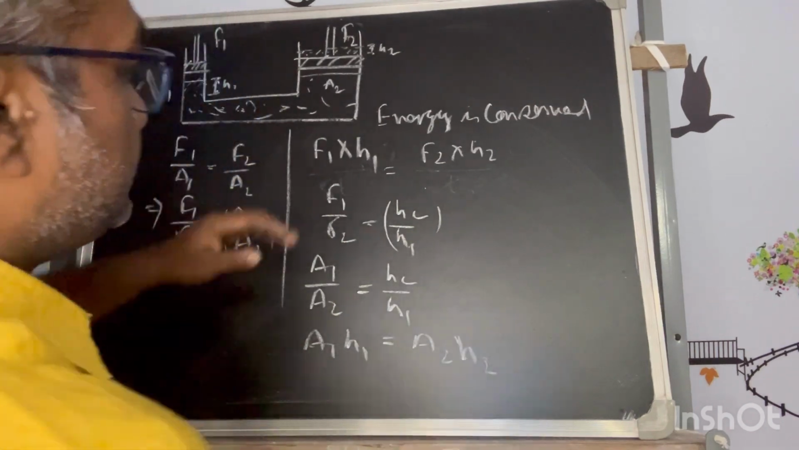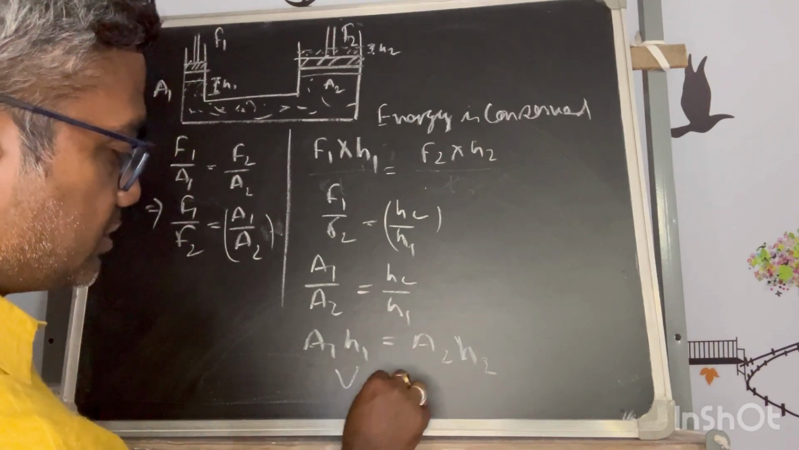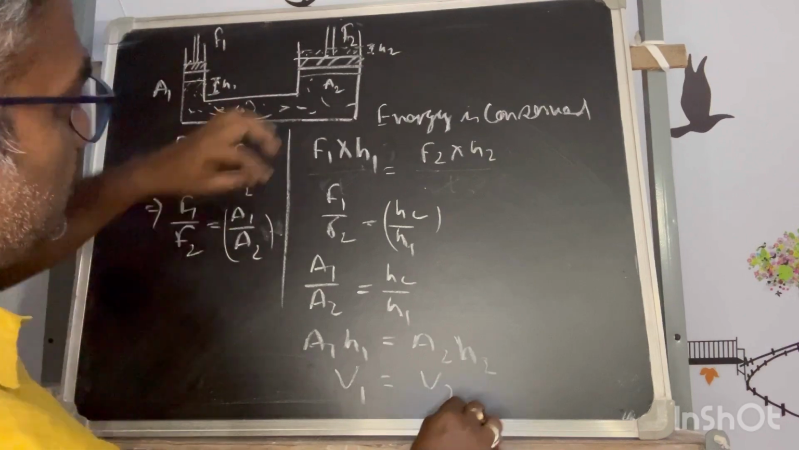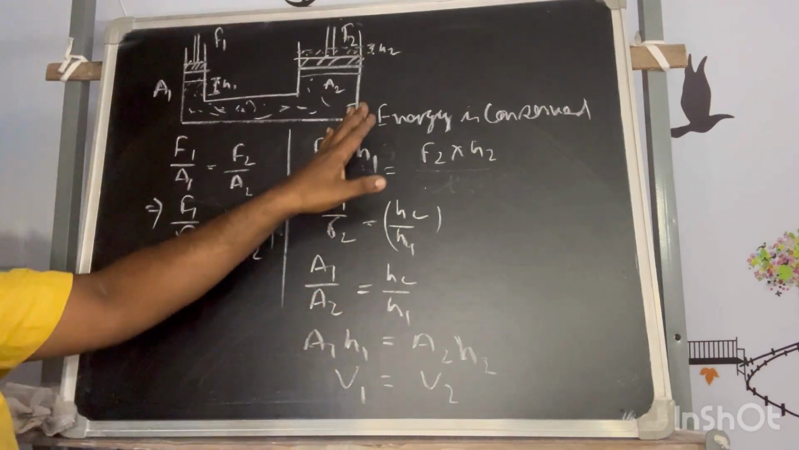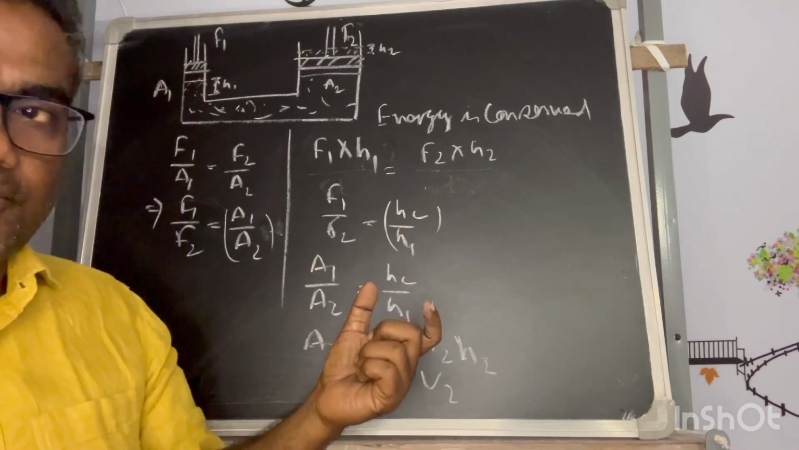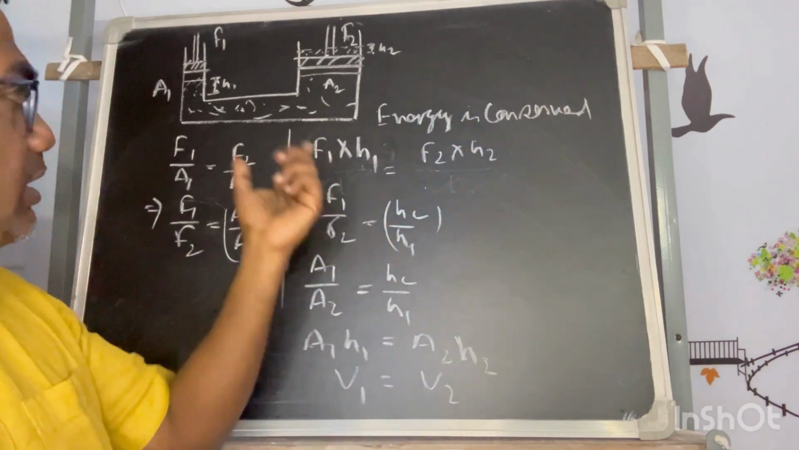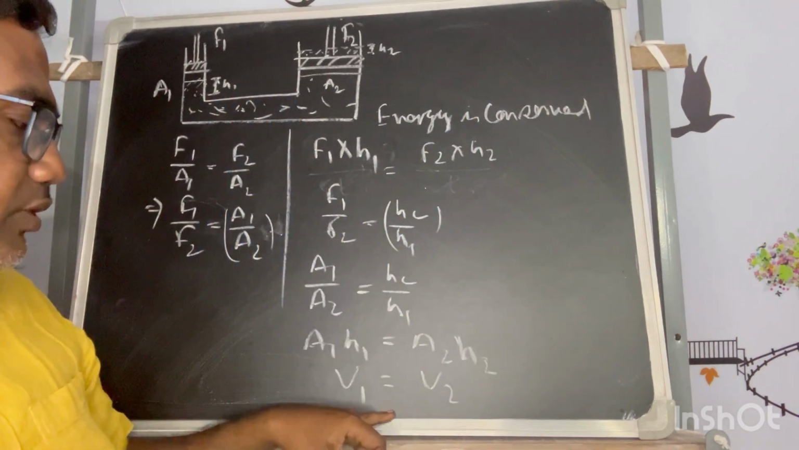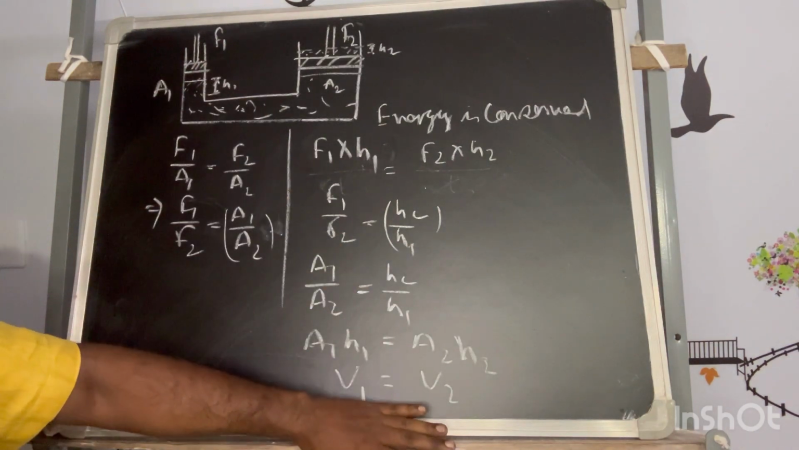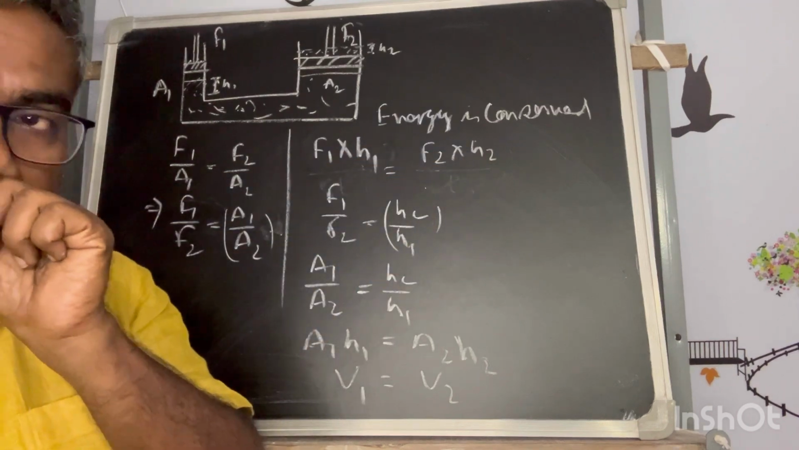So with this concept, where energy is conserved in a system, what is this? This is the volume flow rate in arm 1, cross section into height, and the volume flow rate in arm 2. So if I use Pascal's law for an ideal fluid, and if energy is conserved, that means it is incompressible, so the volume flow rate must be the same. Whatever you assumed earlier is also established by considering the ideal fluid and ideal conditions.